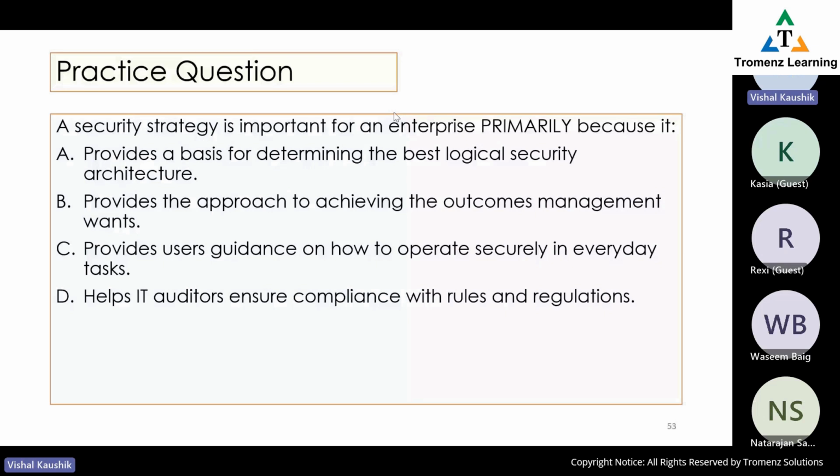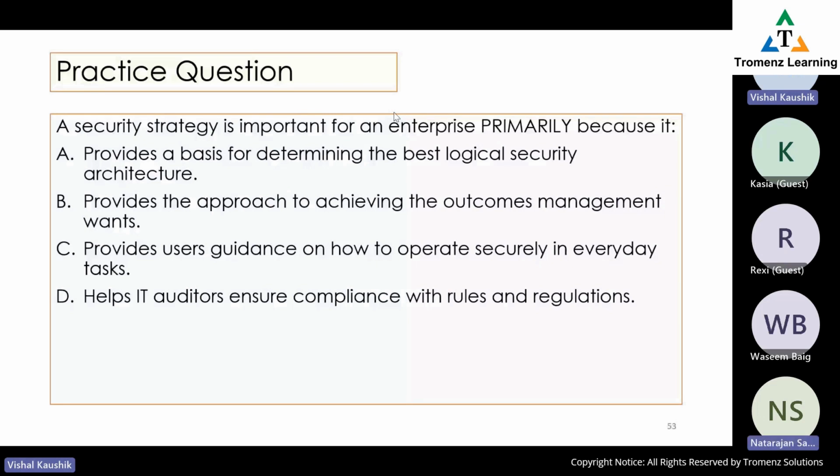Now, if you look at A, policies have to be developed to support the security strategy, and architecture can only be developed after policies are completed. So A is out. C talks about policy strategy providing user guidance on how to operate securely in everyday tasks. The security strategy may include requirements for users to operate securely, but does not address how that is to be accomplished. And D, of course, is out.